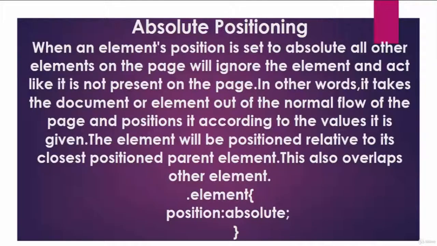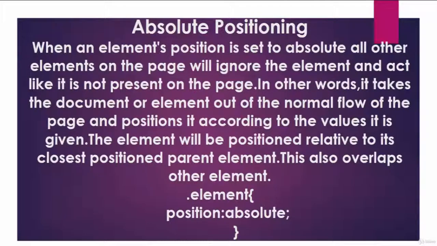When an element's position is set to absolute, all other elements on the page will ignore the element and act like it is not present on the page. In other words, it takes the document or element out of the normal flow of the page and positions it according to the values it is given. The element will be positioned relative to its closest positioned parent element. This also overlaps other elements.